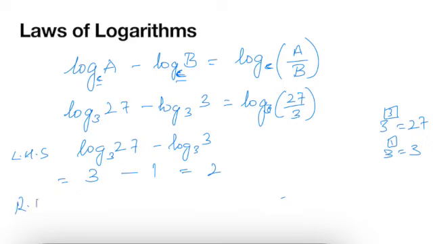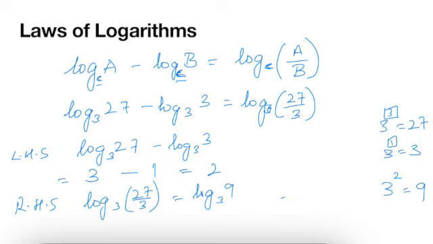And here we have log 27 by 3 to the base 3. 27 by 3 is nothing but 9, right, to the base 3. We know that 3 square is 9. So the answer to this logarithmic function is 2. So we see that LHS is equal to RHS. So now we know log A minus log B is equal to log A by B.